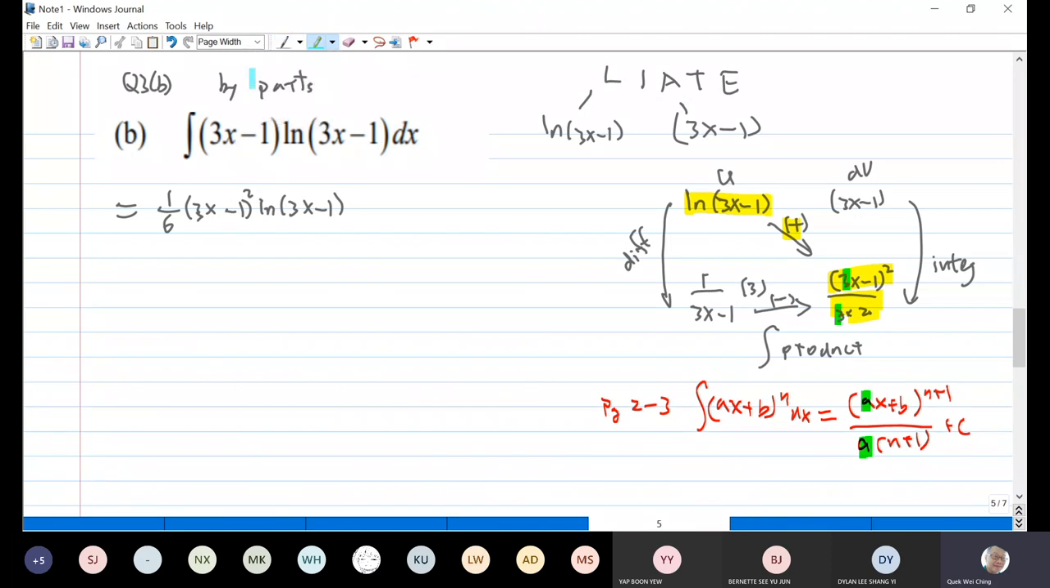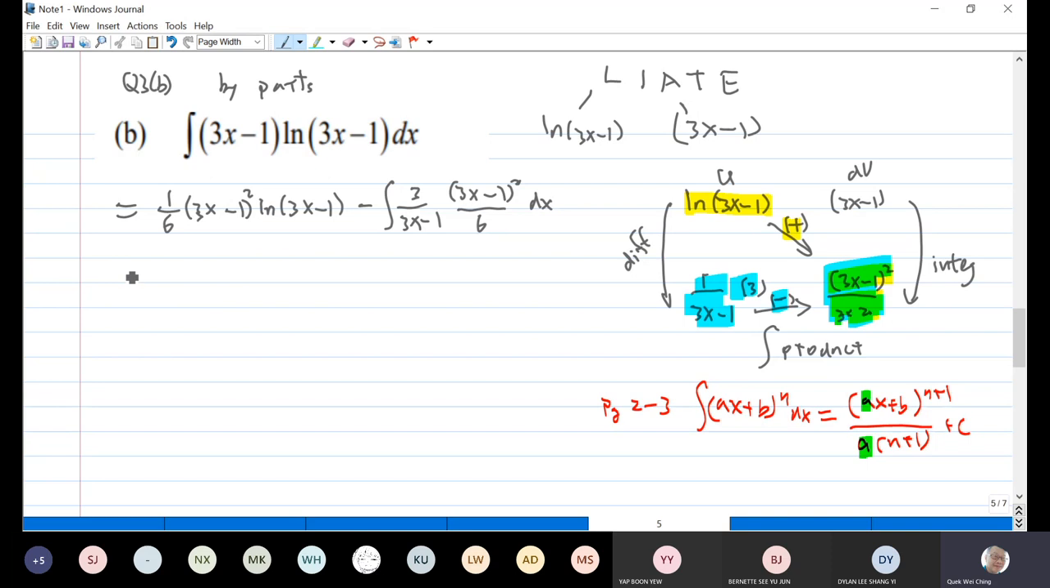I use a blue color one. Second term, this one together with 3, and this one and the minus sign. So the second term is actually a minus sign, then the product of 3 over 3x minus 1 times 3x minus 1 squared over 6 dx. Okay, product and integrate. So take the two together, product and integrate.